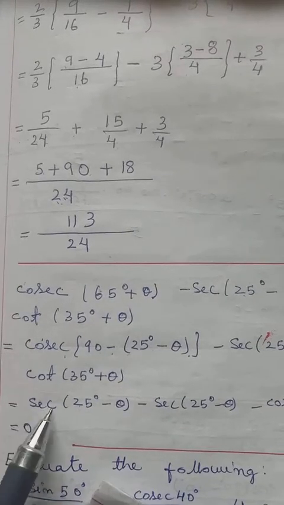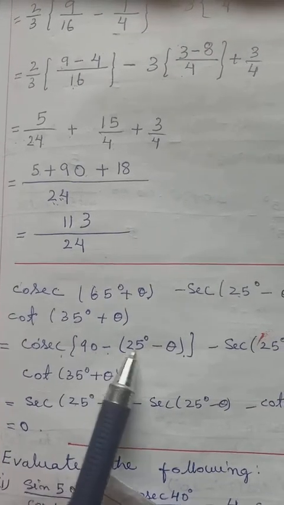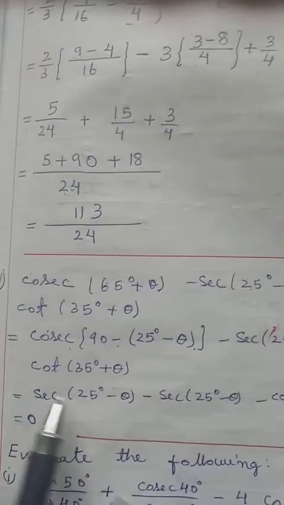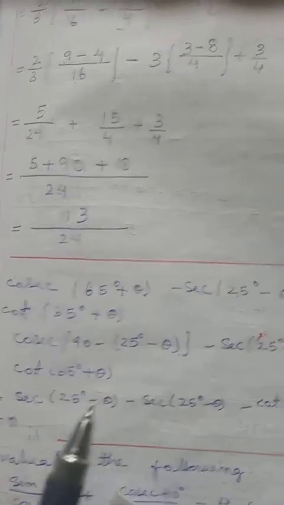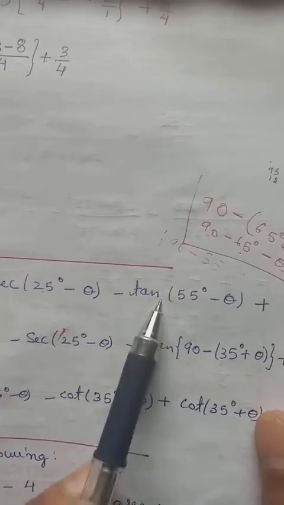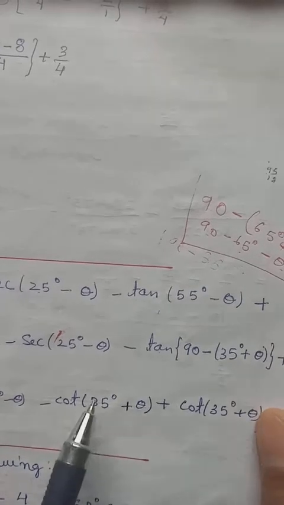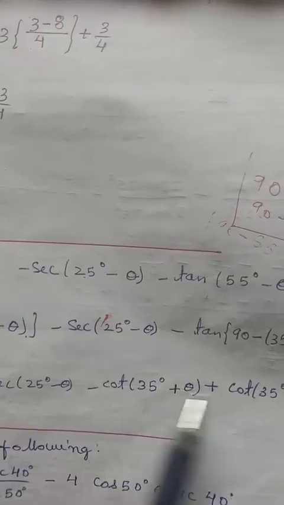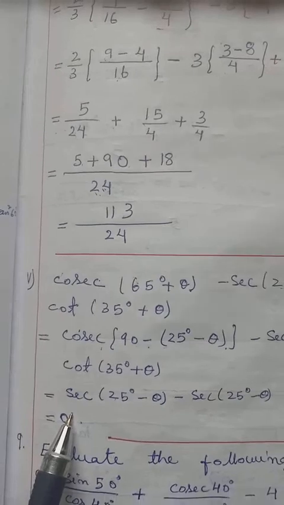So cosec changes to sec, 90 goes away, we are left with 25 minus theta. Then this one, leave it like that. So here 1 plus and 1 minus, we can cancel. Then this one tan changes to cot. So 90 goes away, we are left with 35 plus theta. So this is plus, this one leave it. Plus and minus, so you can cancel. And then everything will be equal to 0.